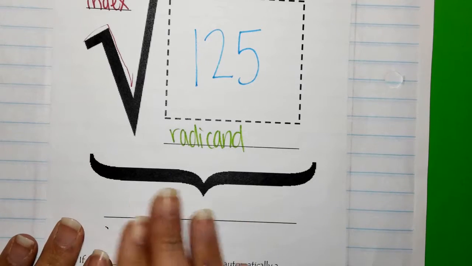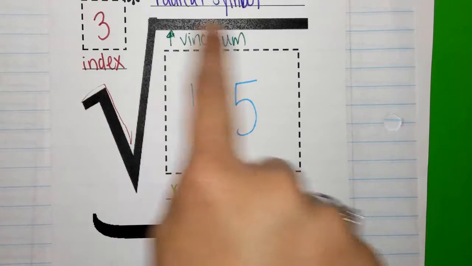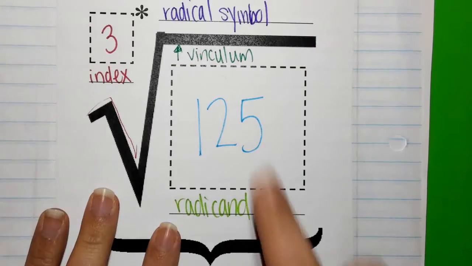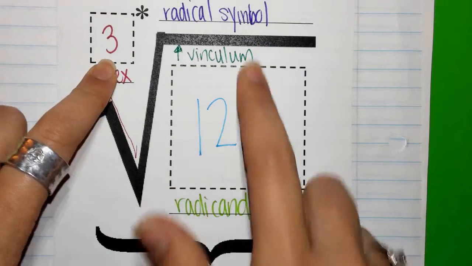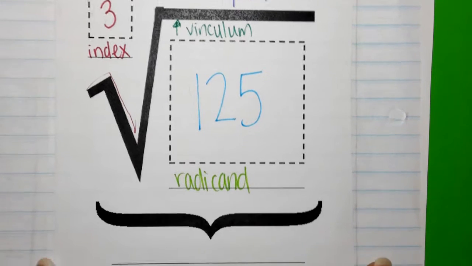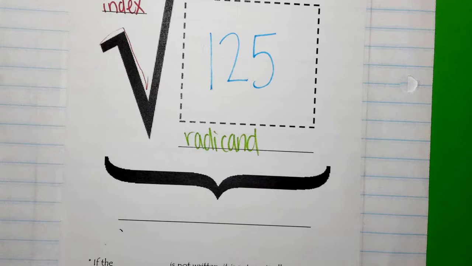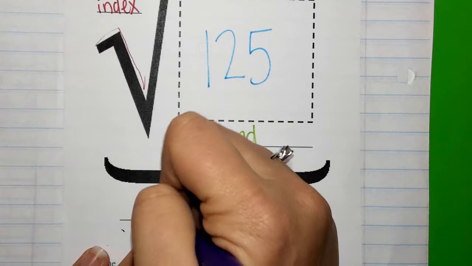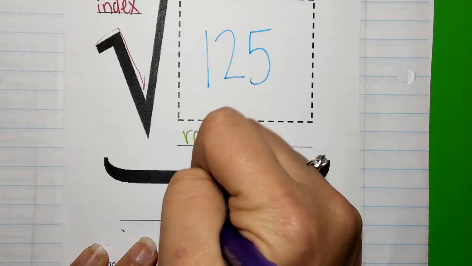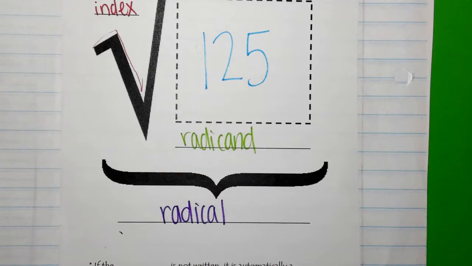Okay, so this thing right here is called the radical symbol. Remember, at the top it's the vinculum. This is the index. This is the radicand. The entire thing is called a radical.